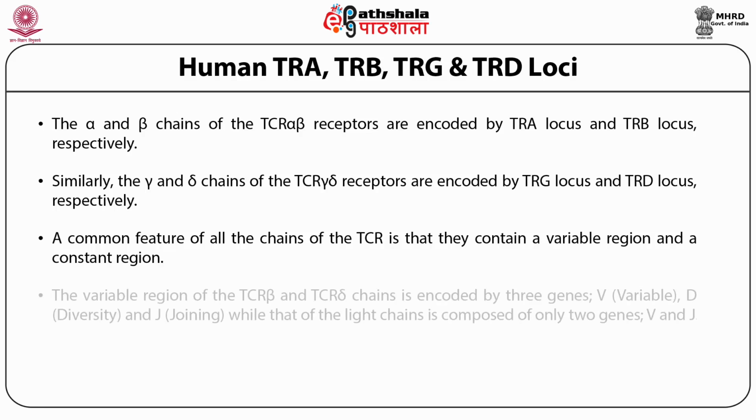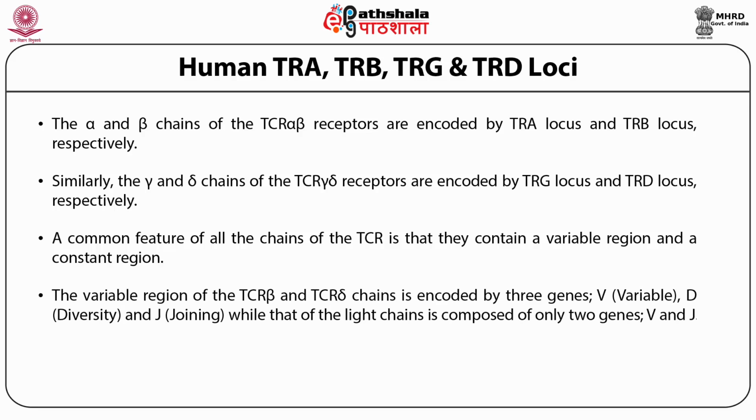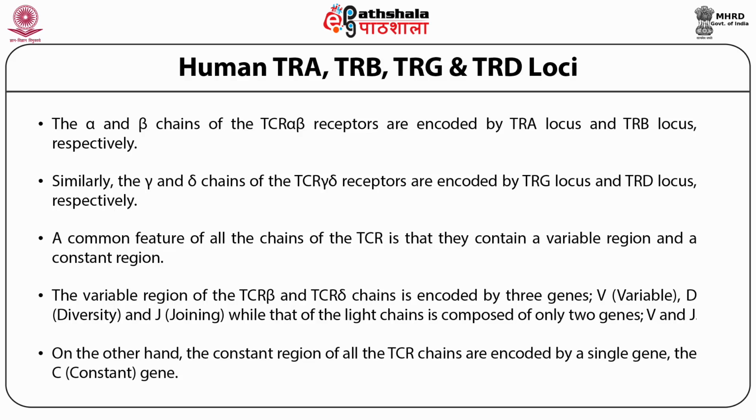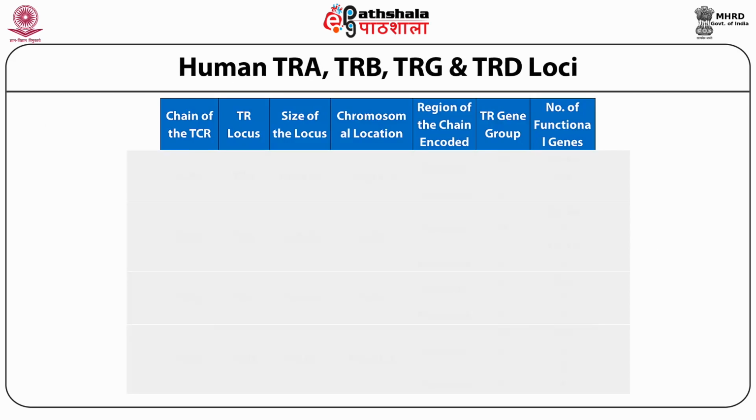The variable region of the TCR beta and TCR delta chains is encoded by three genes: V, which is short for variable, D, which is short for diversity, and J, which is short for joining, while that of the other chains is composed of only two genes, V and J. On the other hand, the constant region of all the TCR chains is encoded by a single gene, the constant or C gene.